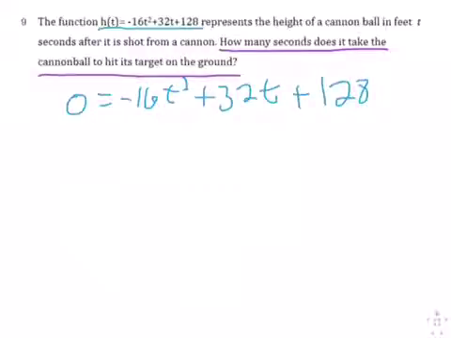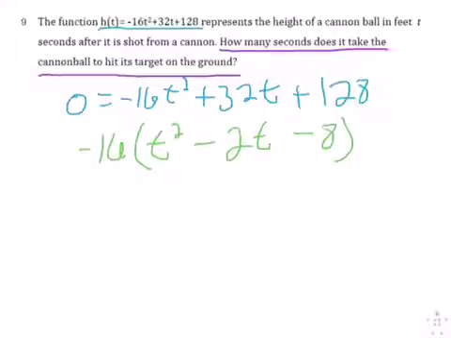In order to do this, we need to factor. To factor this, we first check for a GCF. And there is a GCF of negative 16. You could just do 16, but then we'd have a negative t squared. If we pull out the negative 16 as a GCF, we get a positive t squared, and we could use big X. So we're going to pull out negative 16, and that's going to leave us with t squared minus 2t minus 8. And how I got those numbers is I just divided everything by negative 16.